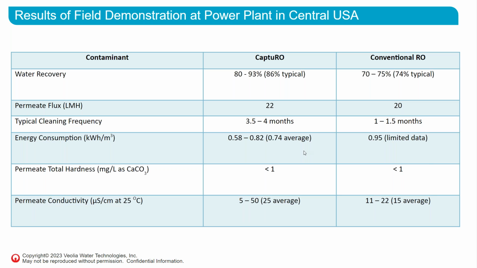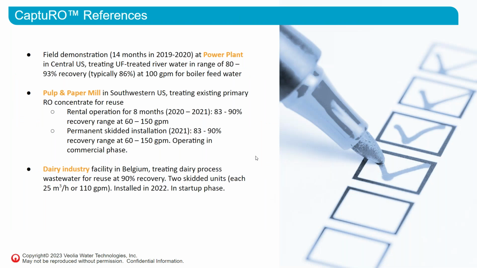And we don't have a lot of energy consumption data. We collected a lot on our end, but we didn't have much on their end. But we were getting a little bit better in our energy consumption, maybe 20% lower. And then both systems were meeting the total hardness and the conductivity. Our conductivity was a little higher on average, probably because we're running at a higher recovery, which, as you know, the higher you concentrate, you're going to have higher permeate conductivity.